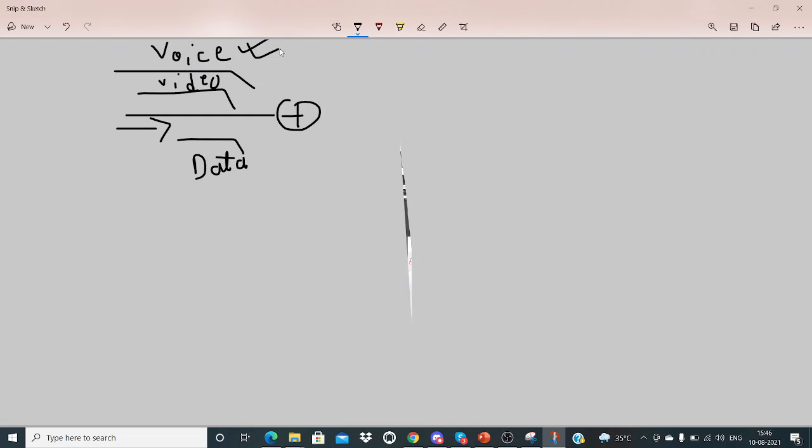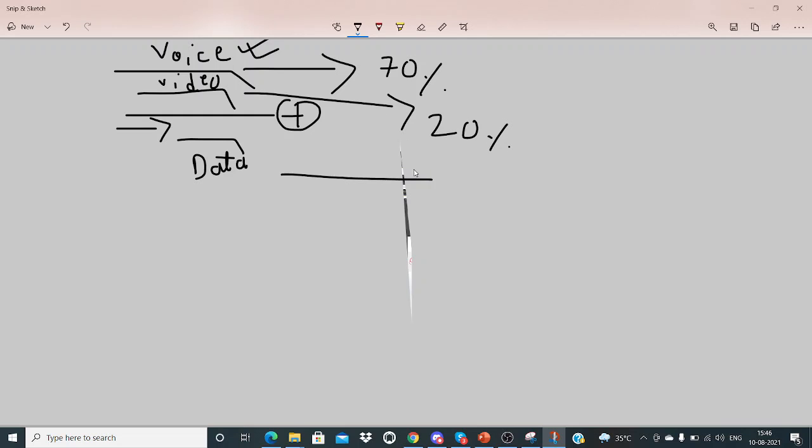And LLQ means only one traffic will always get the highest priority. Say for example, the voice traffic will always get the highest priority. Say it will get 70% priority, video traffic will get 20% priority, and data traffic will get 10% priority. So that is low latency queuing, or LLQ, where you are assigning the highest priority to a particular service always.